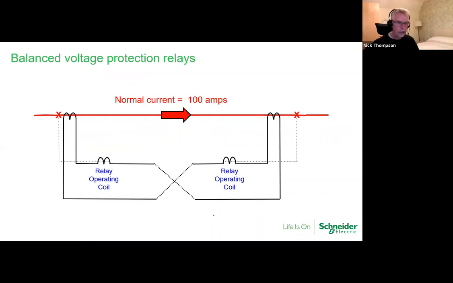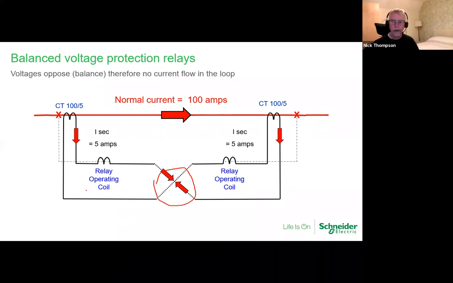So when we get a healthy circuit, 100 amps, we've got CTs of 100 to 5, which will give us a secondary current of 5 amps. So normal healthy circuit. You can see there we've now got the arrows showing you they are going to meet. So in this case, we're not going to get a circulating current because the voltages have opposed, balanced itself out. So we're not going to get current flowing in the loop. So therefore, our relay coils are not going to work. Happy days.